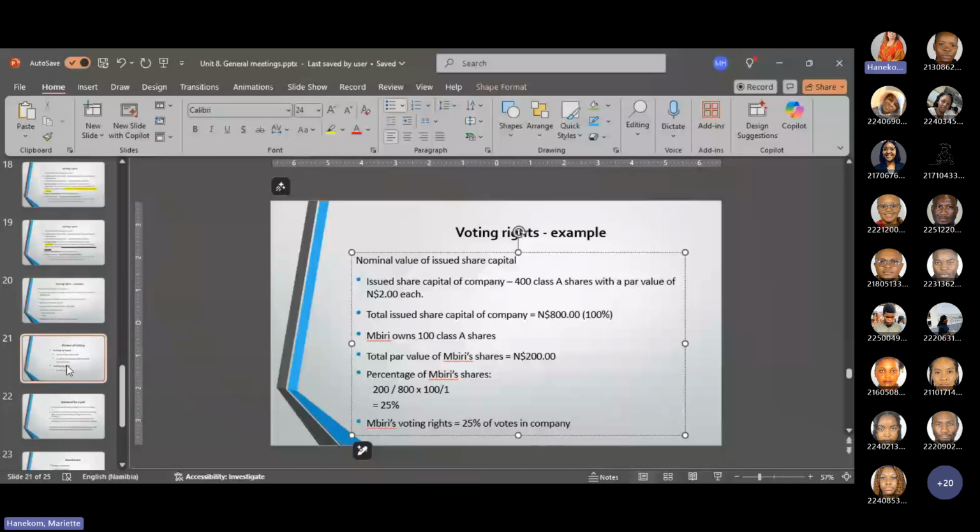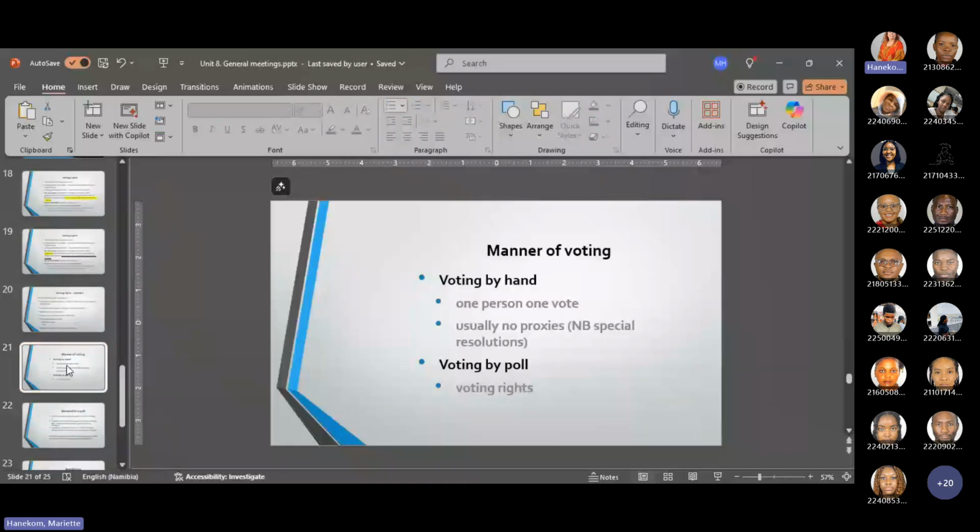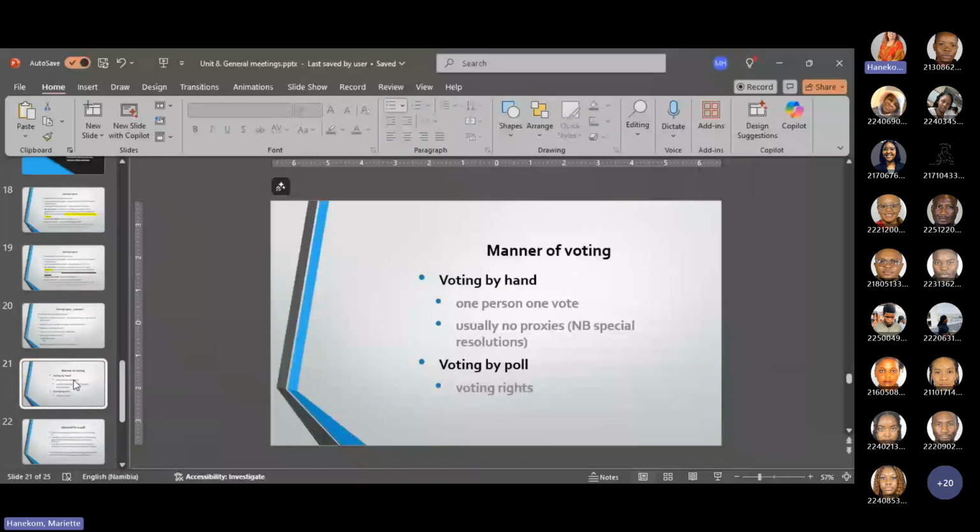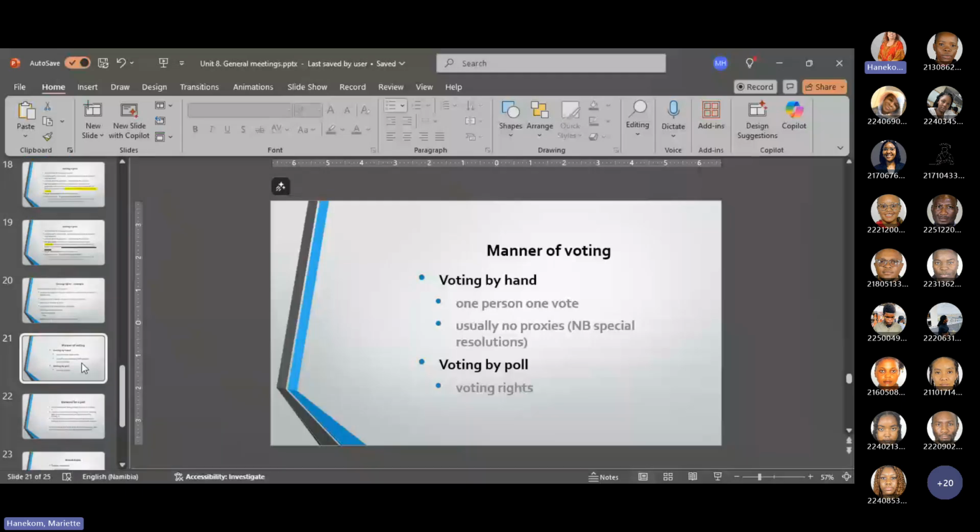Okay, then the manner of voting. How does voting take place at meetings? Votings can take place in one of two manners. Either voting by hand, where you literally put up your hand. It's as simple as that. So all those that vote in favor, put up your hand.